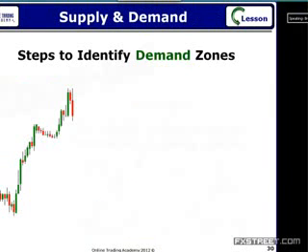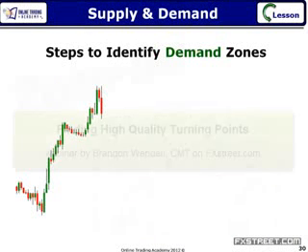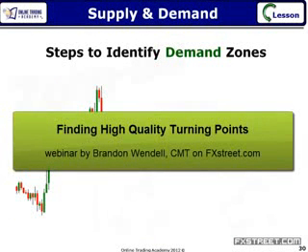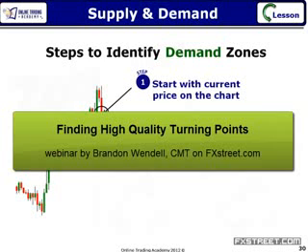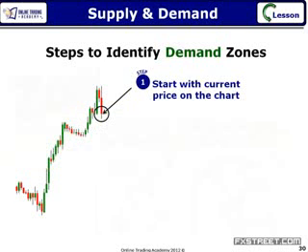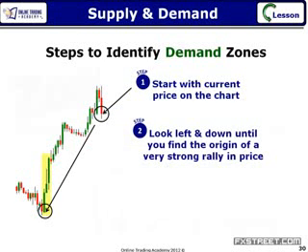In order to identify a demand zone, one of the key things we're going to be looking for, we start off always at the hard right edge. So we're going to start off at our current price on our chart. Now from that current price, we're going to look left and down until we find the origin of a strong rally in price.